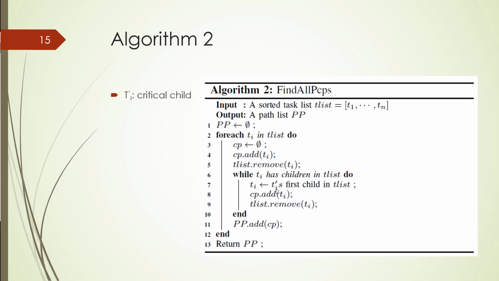Then we will remove the TI from the task list, and for all of the while TI has children in the task list, we will put the TI prime, which is the first child of the task list, in the TI, and we will add the TI to the CP, and we will remove the TI from the task list. At last we will add this critical path to the partial path, and we will do it for the other existing tasks of the task list. Then at last we will return the partial list.